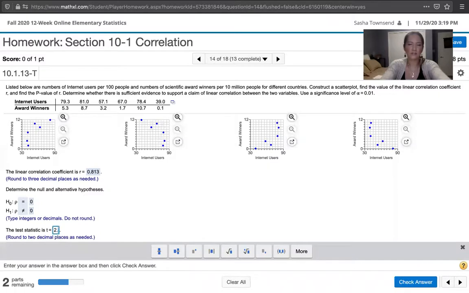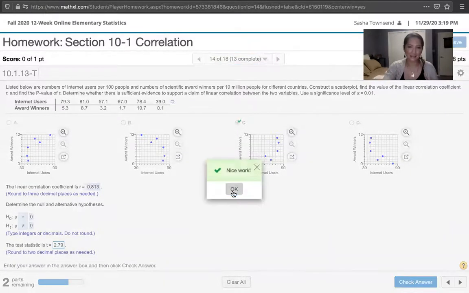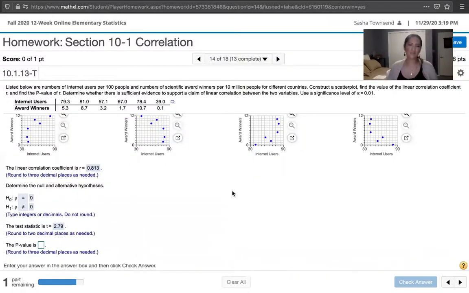So I will use the 2.79 from the approximation. Let's see if it likes that. Okay, it's good enough for them. And then it asks for the corresponding p-value, and they want us to round our p-value to 3 decimal places as needed.